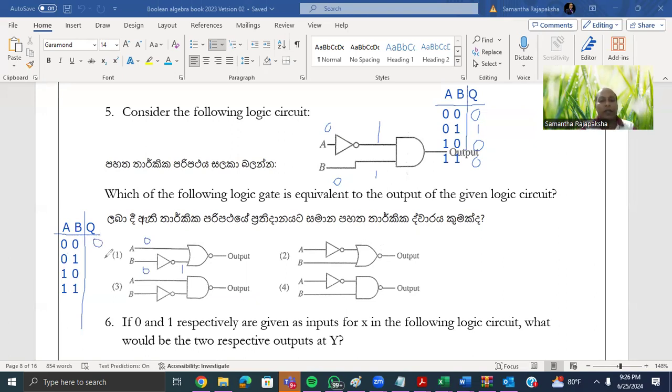The next one is 0 and 1, so this is 1 and this will be 0, 0 plus 0 is 0, not 0 is 1. When you put 1 and 0, we know the answer will be 0. For 1 and 1 also the answer will be 0. So this truth table and this truth table have equal outputs for the given inputs. Therefore, this logic gate is equivalent to the first one. That's the way you can decide this answer. But once you learn the rules, we can apply the rules and make the simplification.